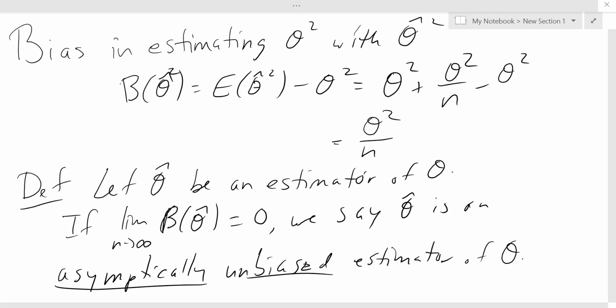So in the example that we just did, theta hat squared was not an unbiased estimator. It was a biased estimator for theta squared. But it is an asymptotically unbiased estimator for theta squared because the bias went to 0 as n gets large. Does that make sense? At least as far as the definitions go.